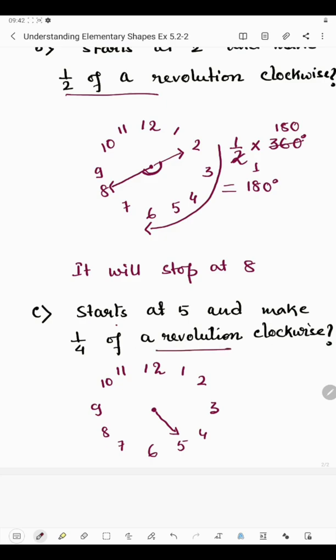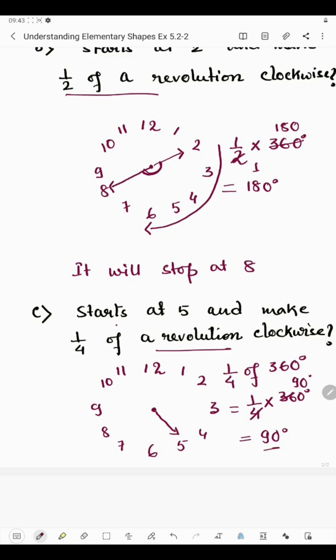So a revolution means a complete revolution, means 360 degrees. So 1/4 of a revolution means 1/4 of 360 degrees, right? So we'll just multiply to get the degrees. So 4 9s are 36 and 1 zero, so it makes 90 degrees. So if the hands of a clock start at 5 and make 90 degrees, where will the hands of a clock stop?